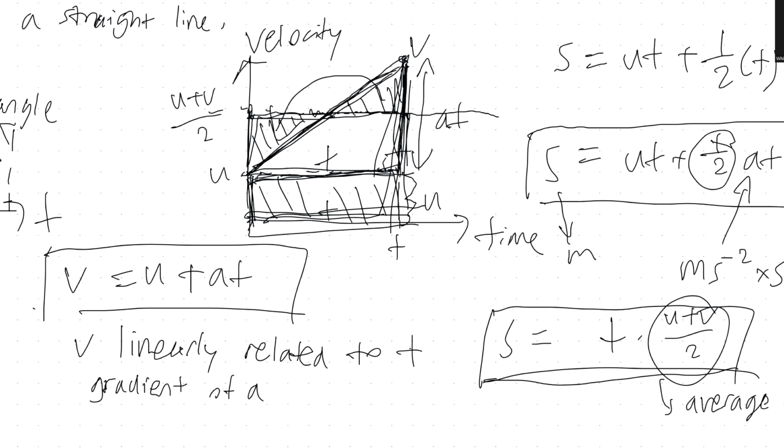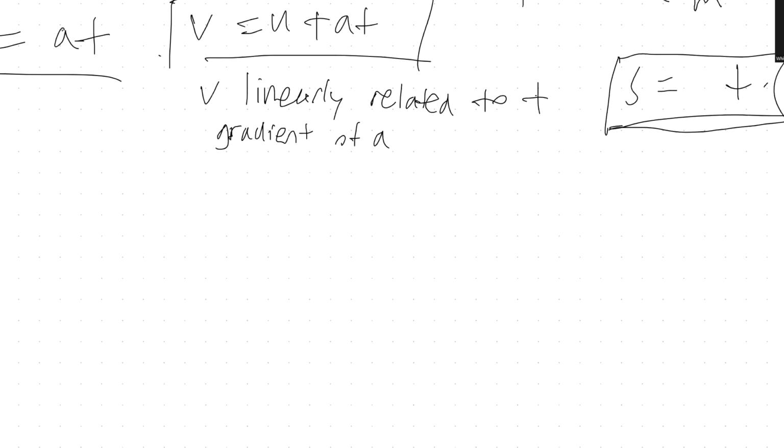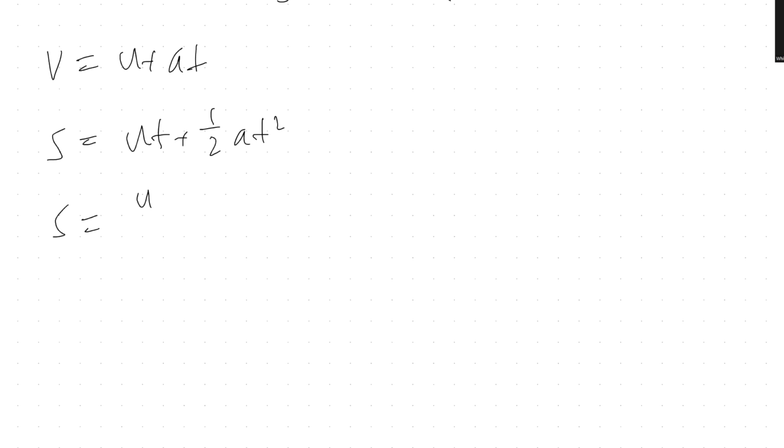All right, and now we have three equations. Let's write out all these equations somewhere else. So our equations are that v equals u plus at, that s equals ut plus half at squared, and s is also equal to u plus v over 2 times your time. So these are our three equations.